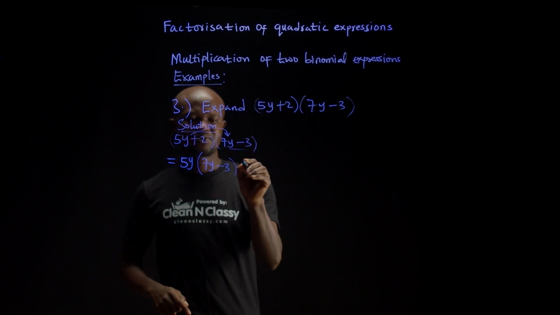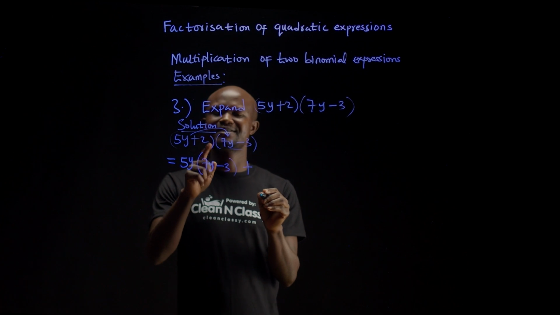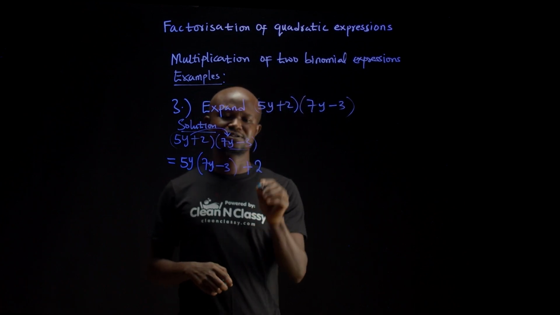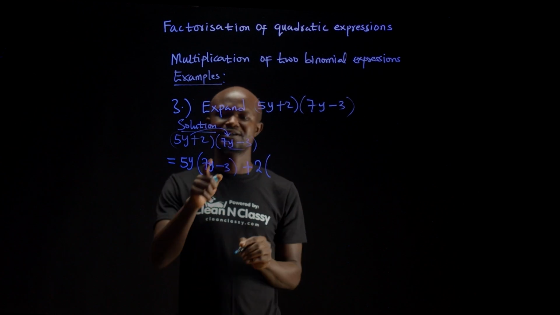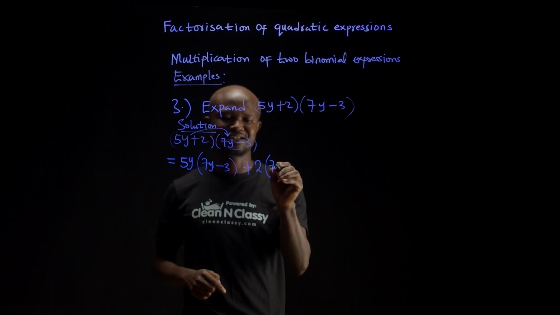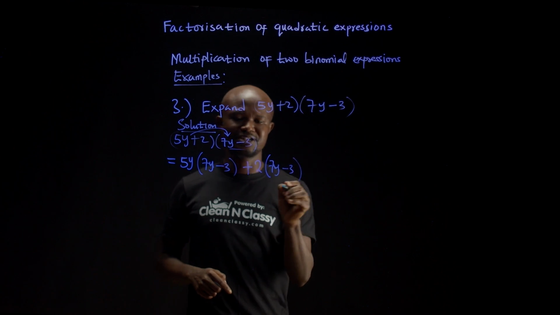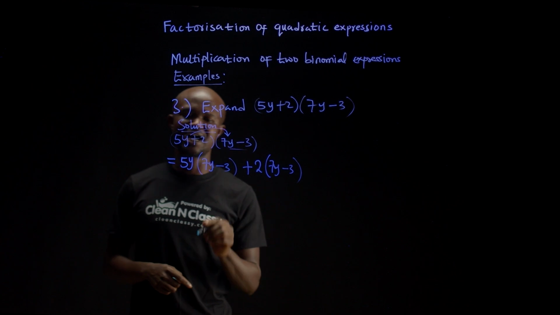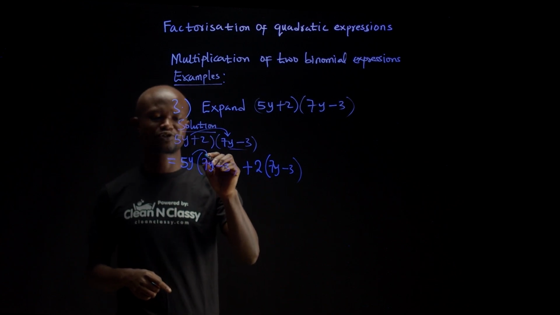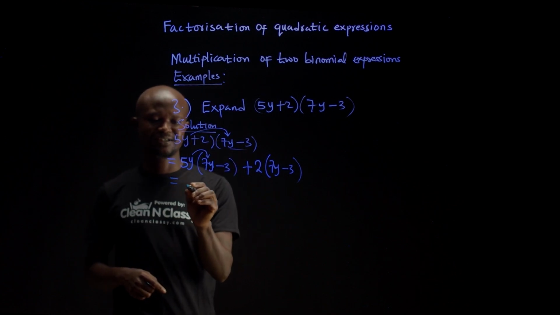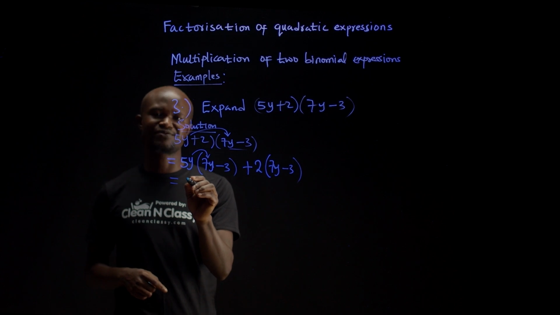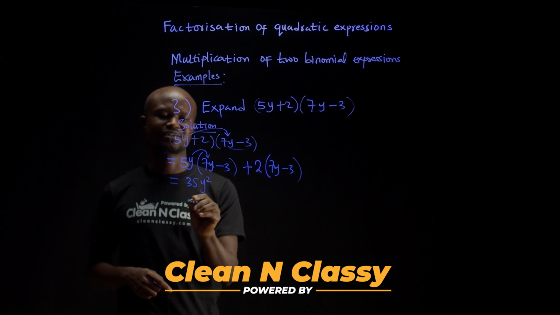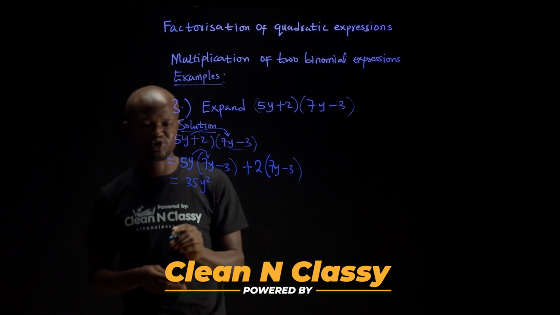Then we say plus the second term in the first binomial expression, plus 2, into everything here, which is 7y minus 3. Then the next thing for us to do is to expand the bracket. We first use this to multiply this. That's 5 times 7, 35. y times y, y squared. So we have 35y squared.